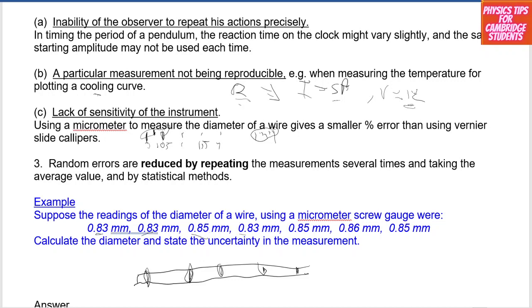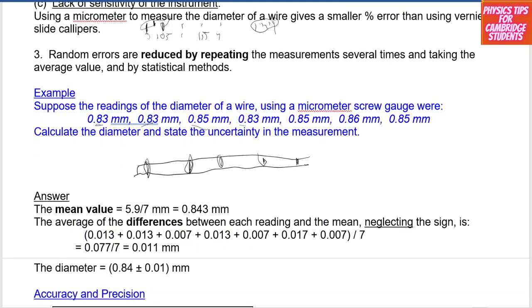Right, so now you find the average afterwards. After finding the average, you add the values, then divide by the number. So the mean will be the addition of the values divided by 7. You get 0.843. Then you look at each of the values and its deviation from the mean value, the deviation of this one from the mean, and so forth, all 7. These have been given here as 0.013.